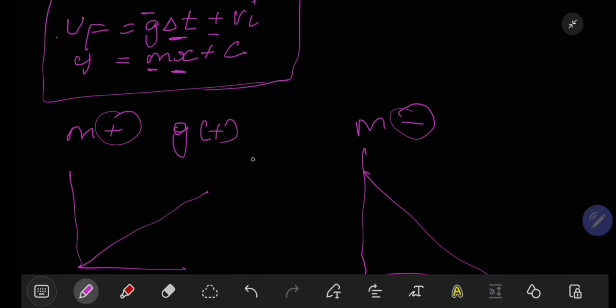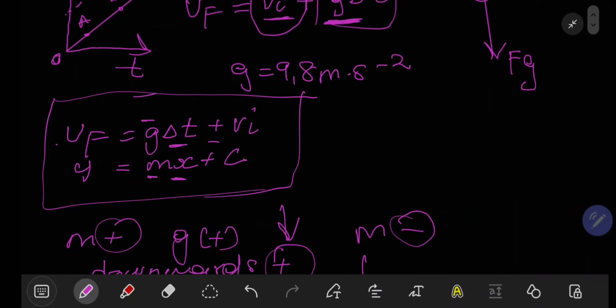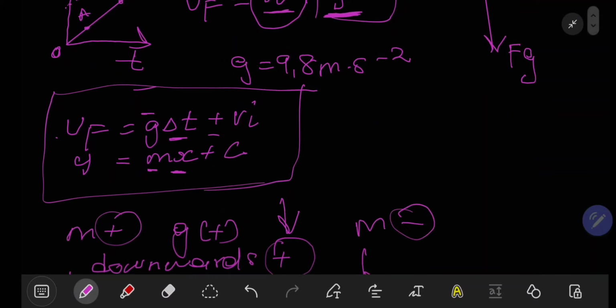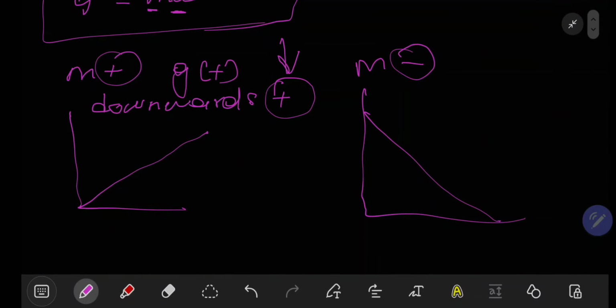and this gravitational acceleration will only be positive if we take downwards to be positive. So when you see this graph, the increasing slope, you have to know that they took the direction downwards to be positive. Hence we'll have an increasing slope, because on this object you can see that the only force acting on it is the gravitational acceleration, and it's acting downwards. If we take down as positive, then we will have an increasing slope.